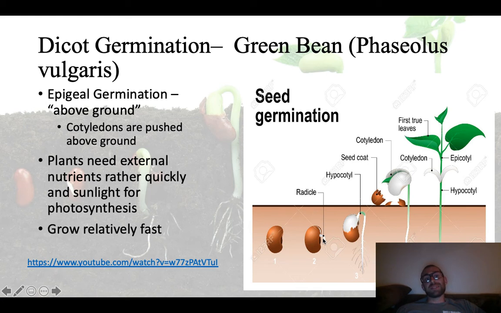So our growing embryo needs to get up through the soil relatively quickly and into the sunlight because it needs to start producing its own food through photosynthesis. So these are going to grow relatively fast, right? Starting from the beginning of germination, it needs to get this embryo up out of the soil surface for these cotyledons to start photosynthesizing and producing food, as well as the first true leaves. So now, let's take a look at that process.